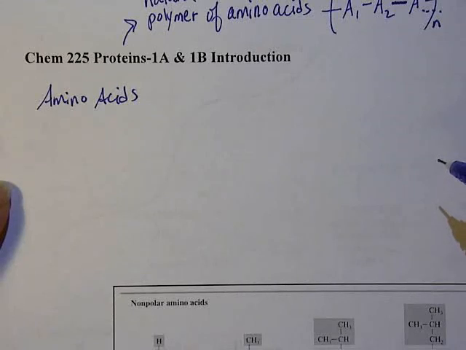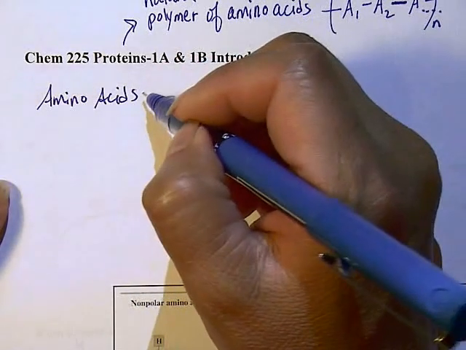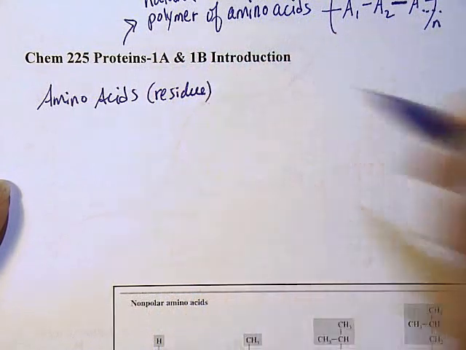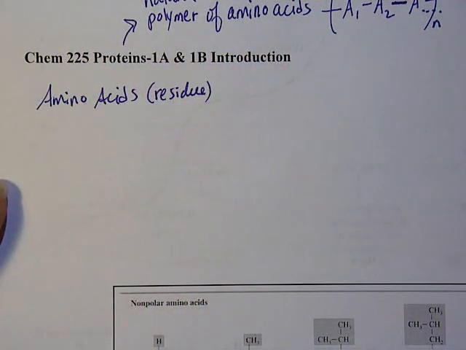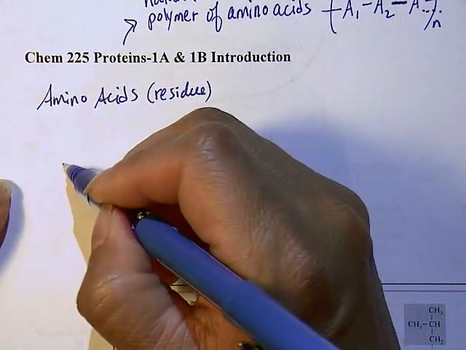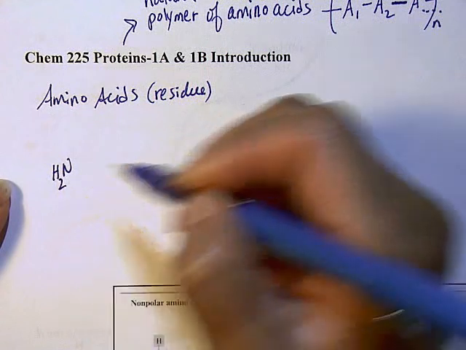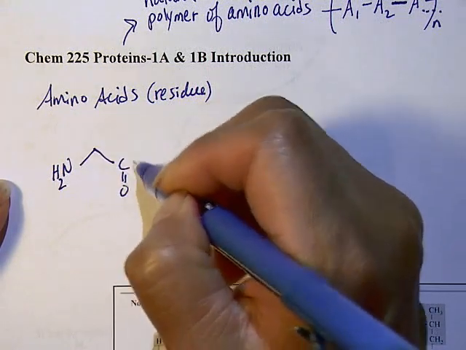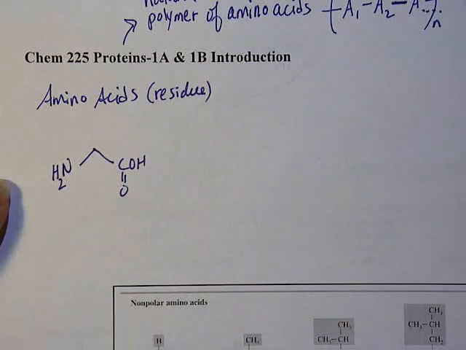A lot of times these are called a residue in a protein, and each of these residues or amino acids has two functional groups that are very important, as indicated by the name. All right, so as the name indicates, you have the amino group, NH2, and you have the carboxylic acid functional group.